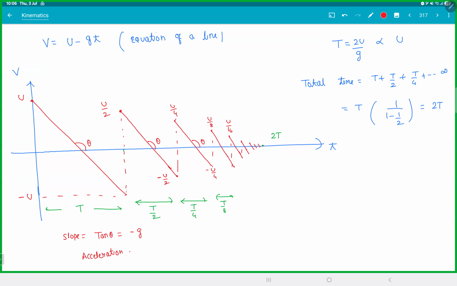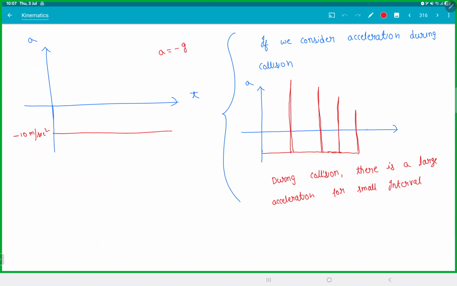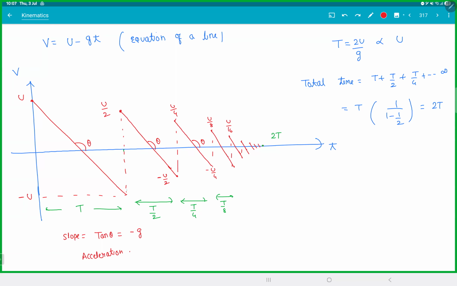This is how a VT graph looks for this situation. Every time it hits the floor, the speed is minus u. It suddenly goes up with u by 2. So the graph will suddenly jump to u by 2. It will go from minus u to u by 2. It will go from minus u by 2 to u by 4 and so on. Any doubts on this? These are one of the most important graphs. At an advanced level, these are the kind of questions they'll ask you. See how many things I combined here: kinematics, infinite GP, and the graphs.